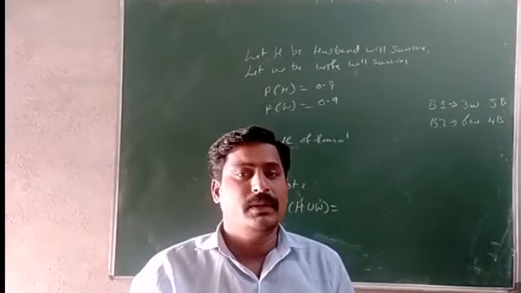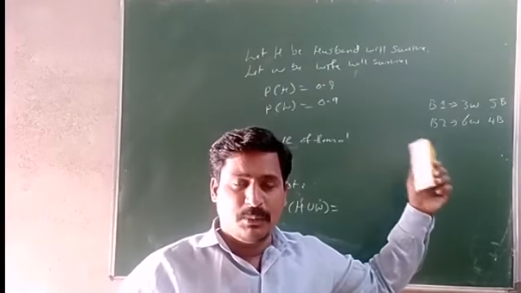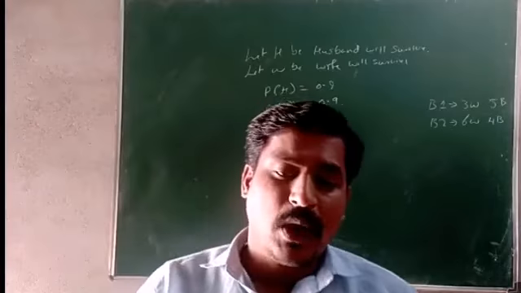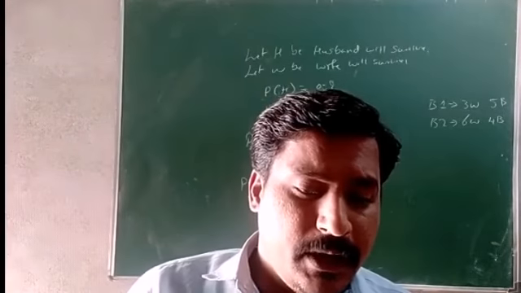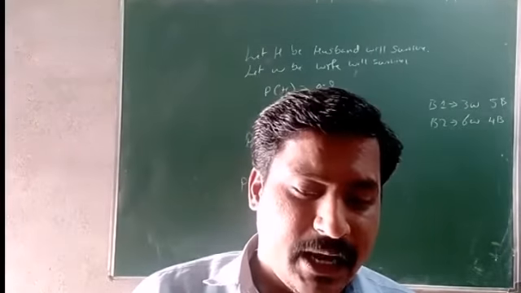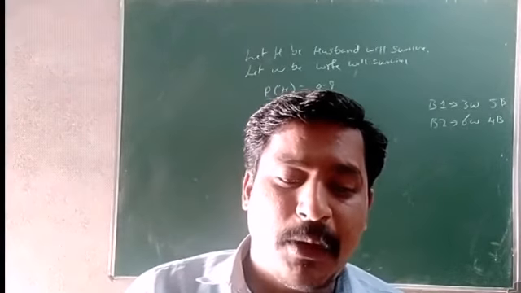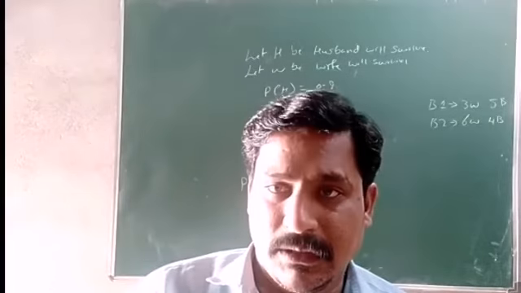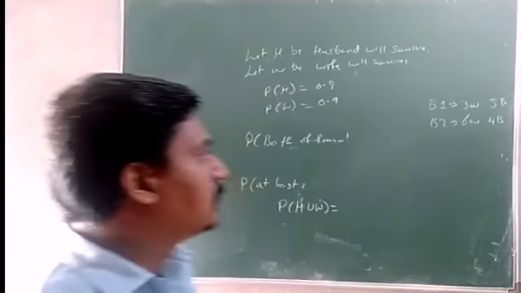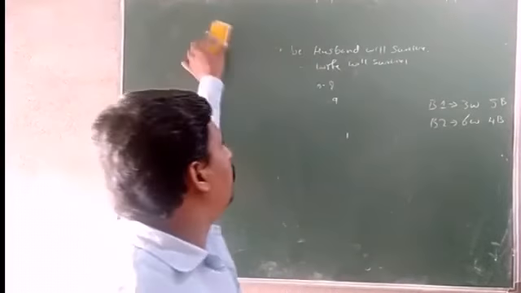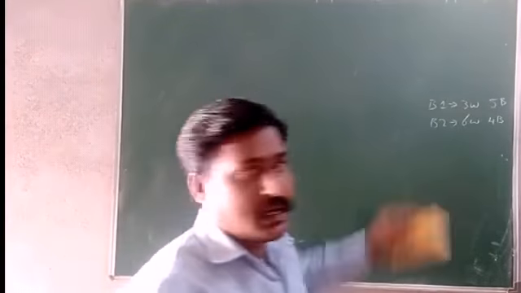So the probability of selecting the first box is 1 by 2, and the probability of selecting the second box is also 1 by 2. Now what is the question here? The box is selected at random and then one marble is drawn from it. Find the probability that it is white. So we are selecting a white ball out of these balls when one box is selected at random first.